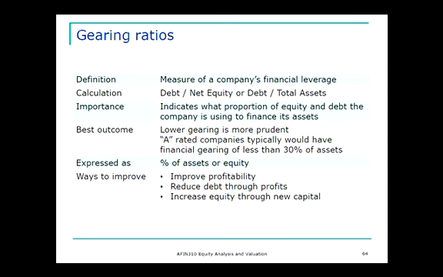A gearing ratio which is greater than 1 means the company has more debt than assets. On the other hand, a debt ratio less than 1 means the company has more assets than debt. And so ways to improve the gearing ratio could be through improving profitability, reducing debts through profits, or increasing equity through new capital.